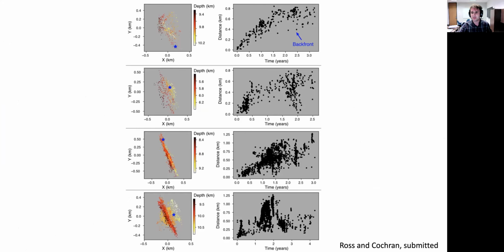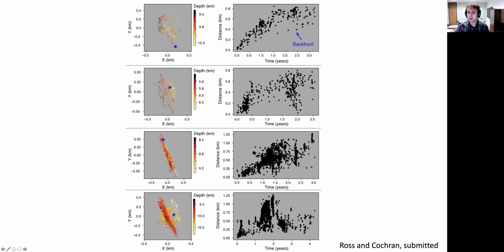Now, since we have a lot of sensors that are very close by, we can relocate these events very precisely and look at their spatial temporal evolution. It turns out that about 50% of them have very clear migration patterns. These are just four examples to demonstrate the diversity that we see, where we have radial distance versus time. This is going up to several years, where we expand a distance of about 1 kilometer during that time.